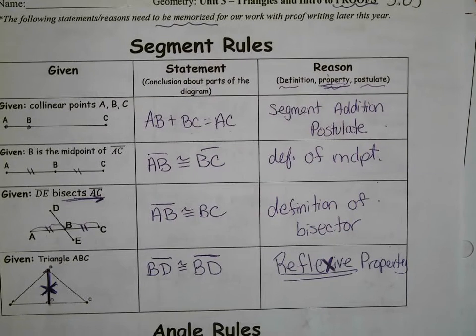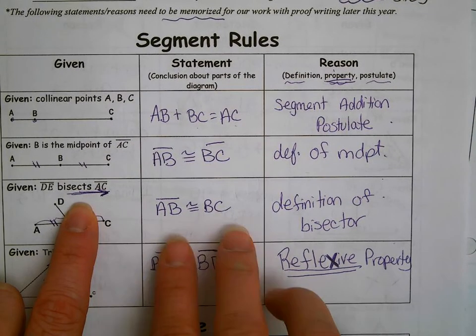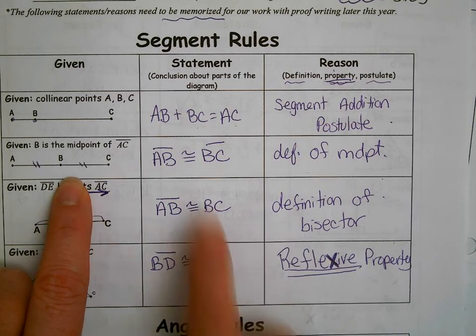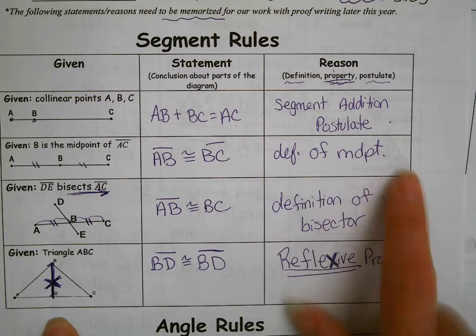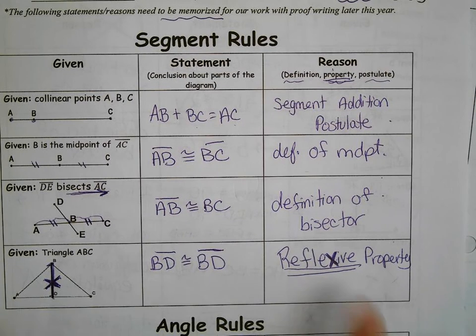A couple important pieces here: if you have a bisector, you have something split into equal segments by definition of bisector. If you have a midpoint, parts are congruent by definition of midpoint. When you have a triangle that shares a side for reflection, you have sides that are reflexive. So if you didn't fill this in, pause the video here and make sure this sheet is filled out. We're going to need it.